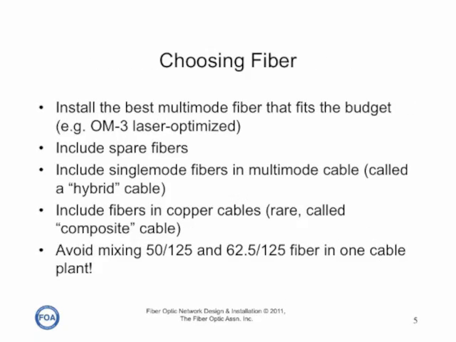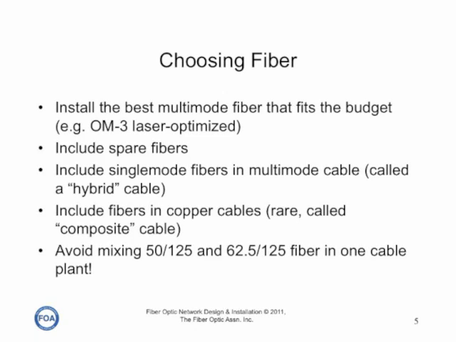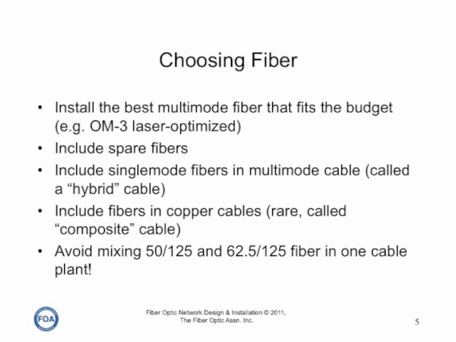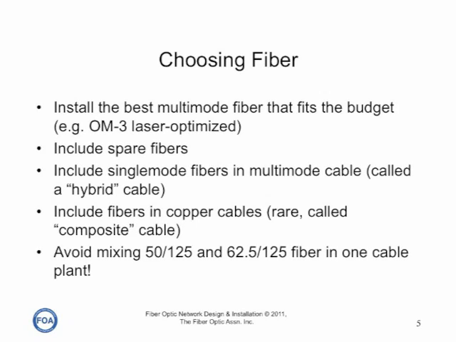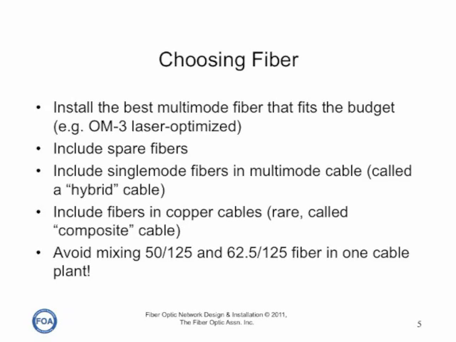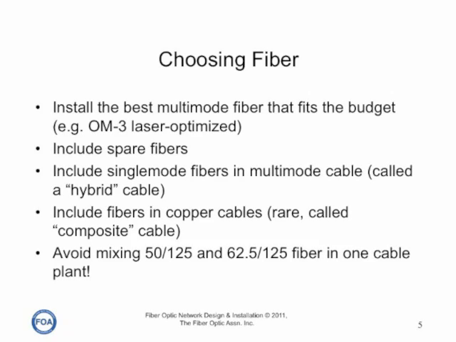In a premises application, we'll generally install the best multi-mode fiber that fits our budget, like an OM3 or OM4 laser optimized fiber. We always include lots of spare fibers. Fiber is cheap. Installing cable is expensive. So if we think we're going to expand the network in the future, we always do, we always include lots of spare fibers. We sometimes put single-mode fibers with their virtually infinite bandwidth in multi-mode cable.